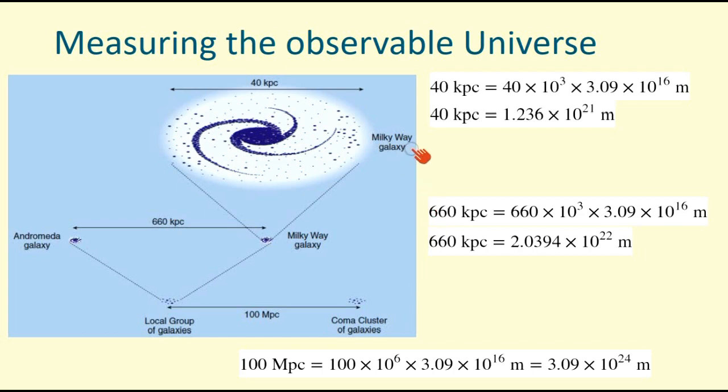Okay, on the scale of the universe, as we have laid out here, the Milky Way galaxy is 40 kiloparsecs across, and the Andromeda galaxy is measured to be 660 kiloparsecs away, which then goes to the local group of galaxies, which is 100 megaparsecs to the Coma cluster of galaxies. So with this data given, these are the scales. So 40 kiloparsecs ends up being 10 to the 21 meters, 660 kiloparsecs is 10 to the 22 meters, and 100 megaparsecs is 10 to the 24 meters.